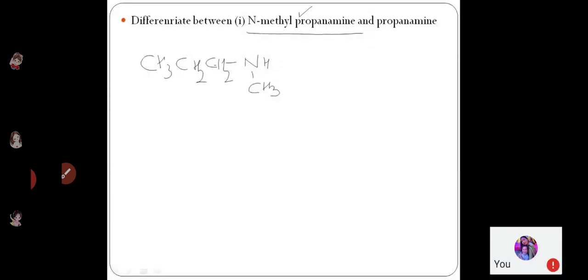Now you need to check whether this is primary or secondary. This is secondary, because there is one hydrogen, so this is 2 degree. Then next, propane amine. Prop means 3, then amine NH2, there is no substituent, so this is the structure: CH3 CH2 CH2, and this is NH2, not NH3. Now if you see, this nitrogen has 2 hydrogens, so this is your 1 degree amine.